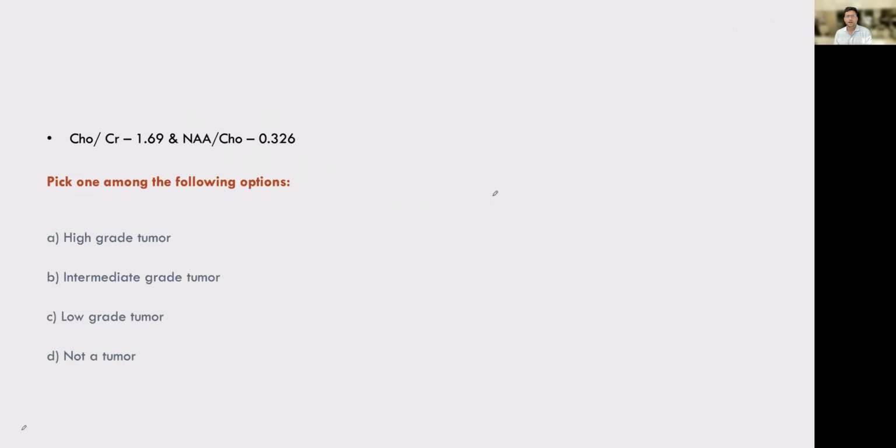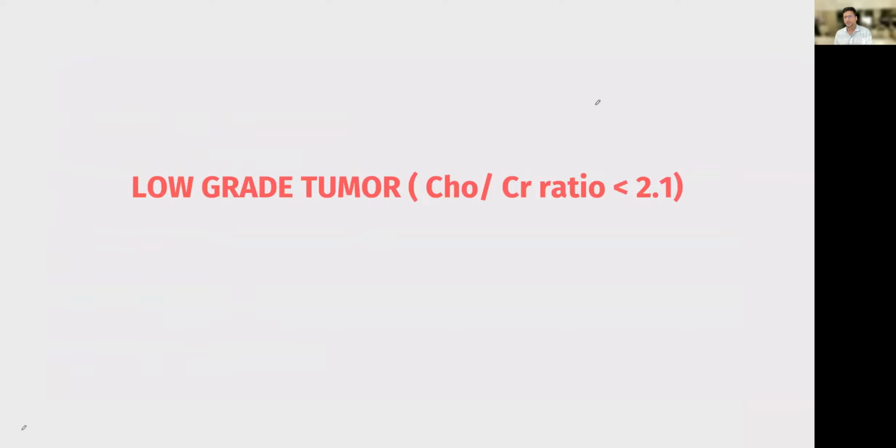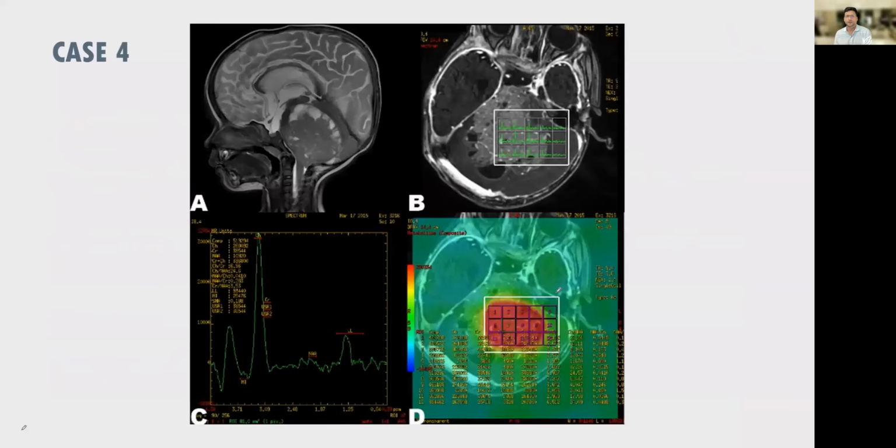Okay, this is a hypothalamic lesion. The lesion here is showing a choline to creatinine ratio of 1.6. I'm asking you, high grade tumor, intermediate, low grade tumor, not a tumor? If I say it's a non-enhancing lesion, yes, it is a low grade tumor. Very good. This is a case of low grade astrocytoma. Choline to creatinine is less than 2.1.